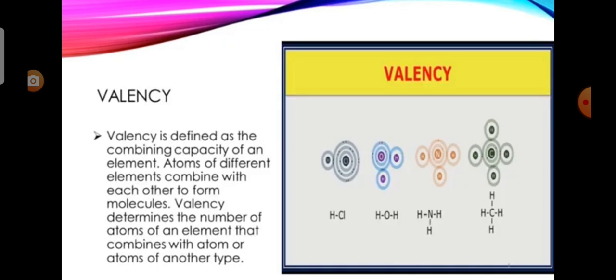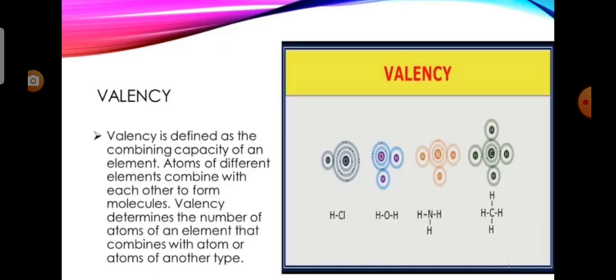In this manner, some atoms can hold one electron, some can hold two, some can hold three, some can hold four, and some cannot hold any electron. This property is called valency. The combining property of an atom is called valency. It is a measure of how many hydrogen atoms it can combine with.